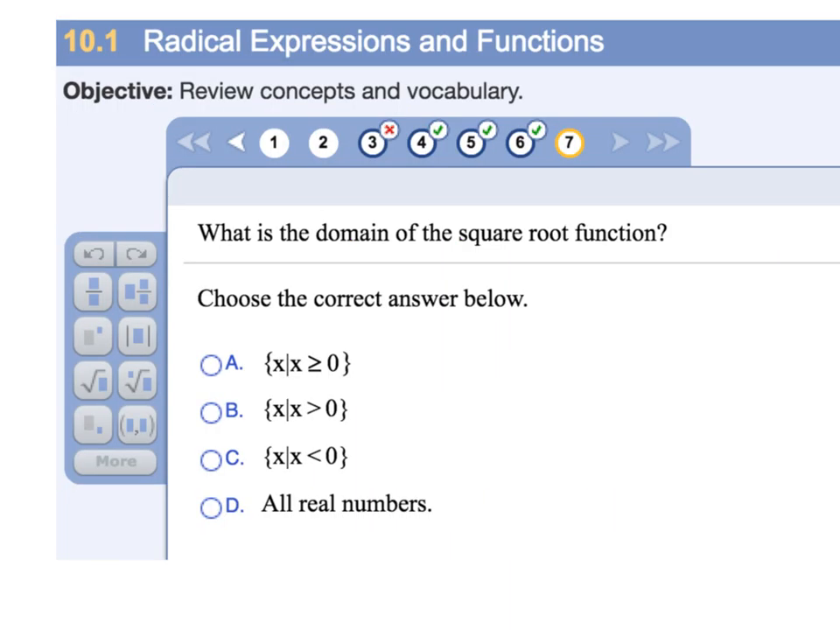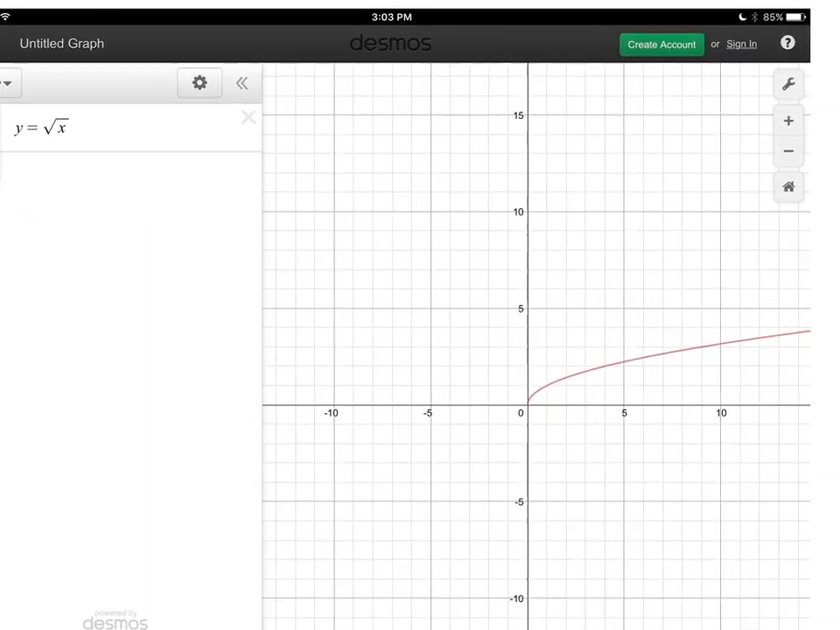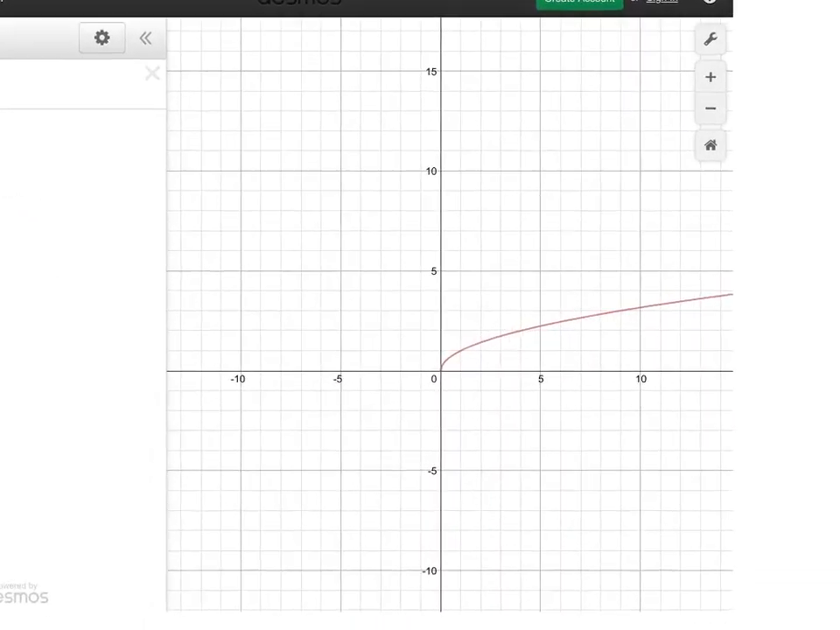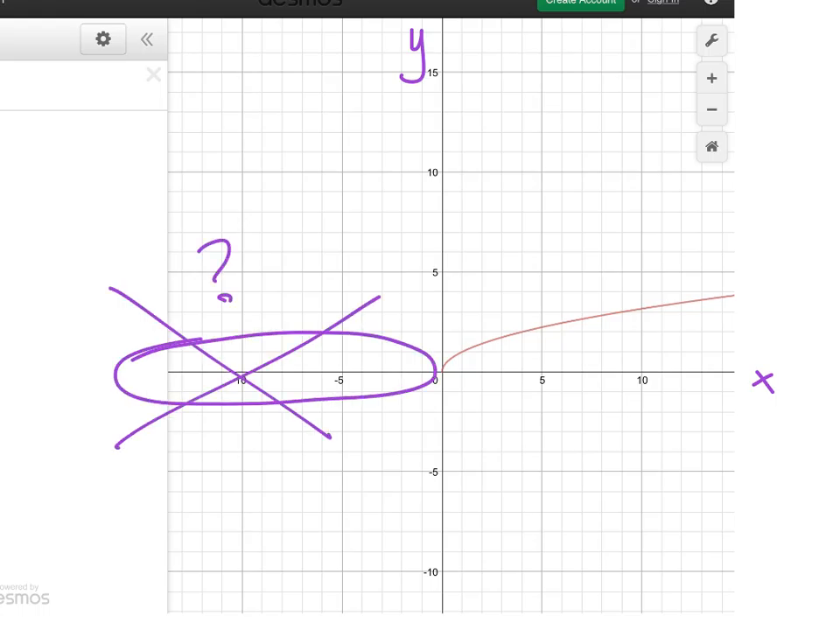So what is the domain of the square root function? So remember that the domain is all the x values that are allowed. So what are the x values that are allowed? We're going to look at this graph, and you'll notice the x values are here and the y values are here. If you think about it, are any of the negative x values allowed? Nope, none of them are. So the only x values that are allowed are starting at 0 and moving towards infinity.